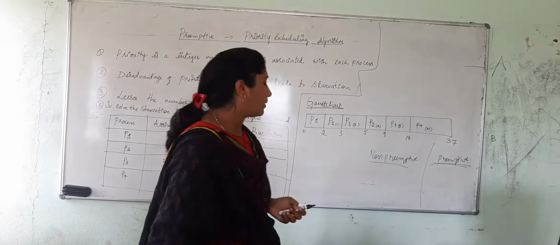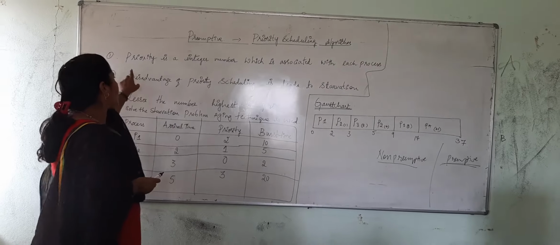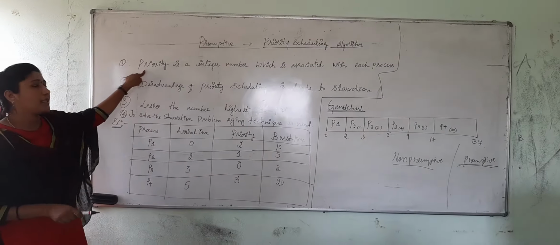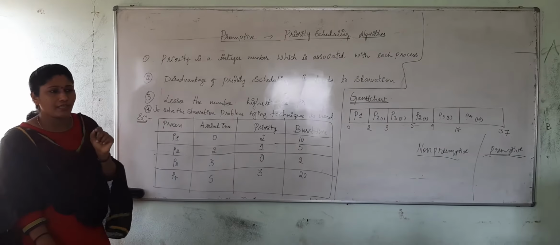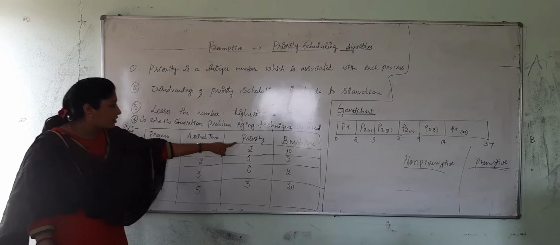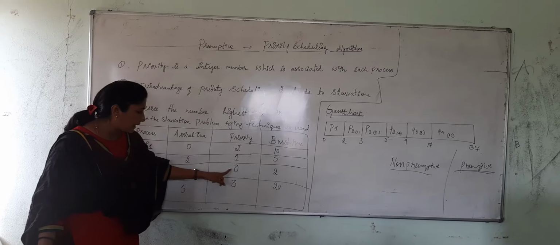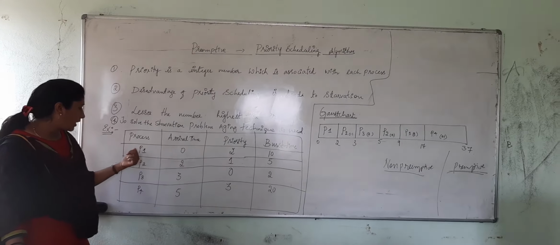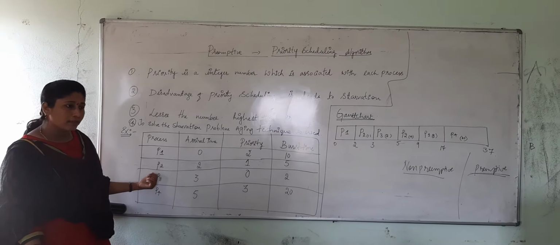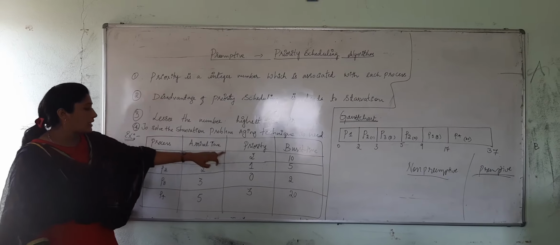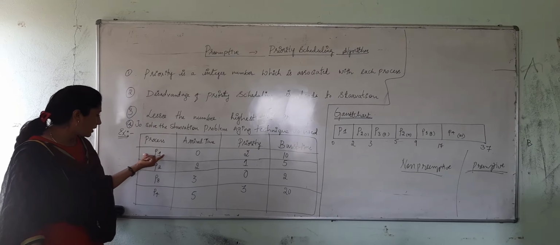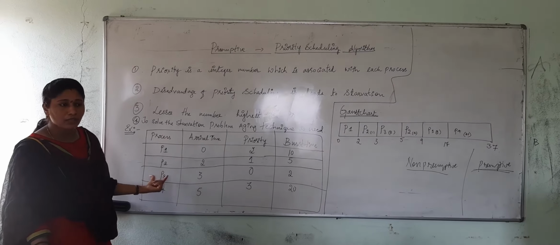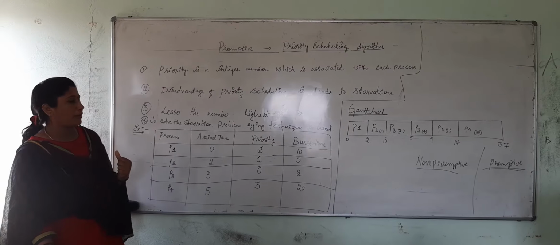So now let us begin with this priority. The first point: a priority can simply be termed as an integer number. It is a number. This is a priority column. What we find is just an integer number which is associated with each and every process to execute on the CPU.